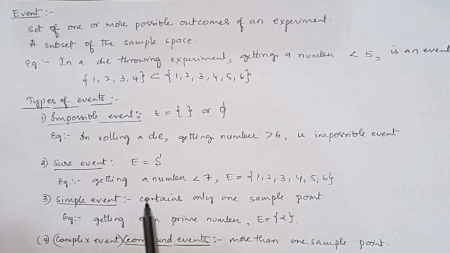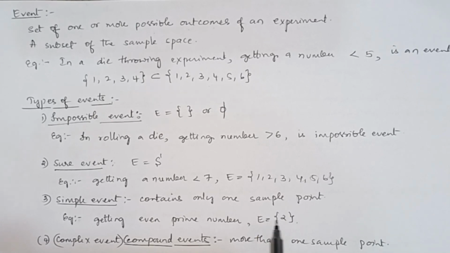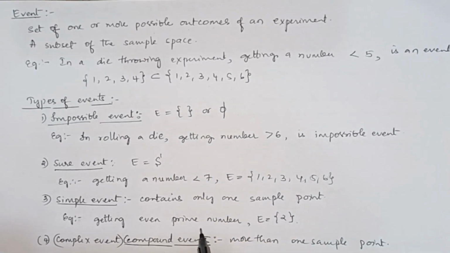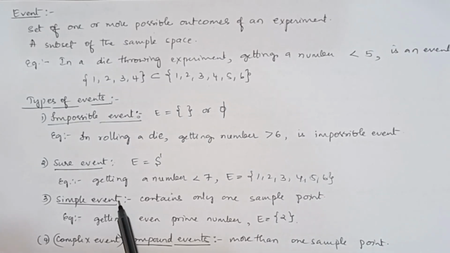Simple event means it contains only one sample point. See, for example, getting an even prime number. We know that there is only one even prime number, which is 2. Therefore, E equals {2}. Here, all these examples correspond to the random experiment of throwing a die. So, getting an even prime number, E equals the set containing 2. Hence, this is a simple event.